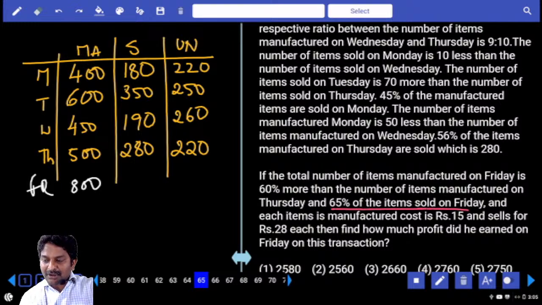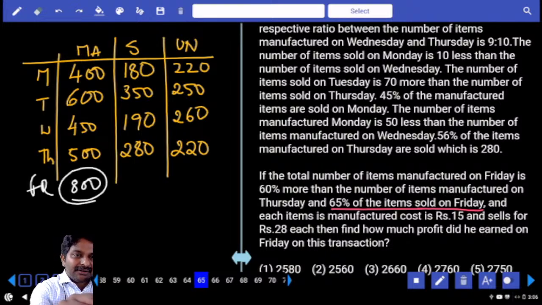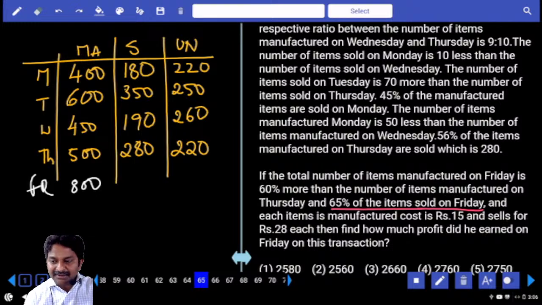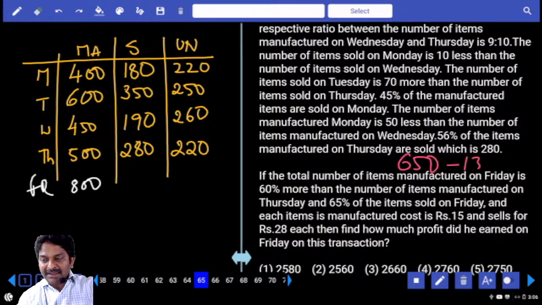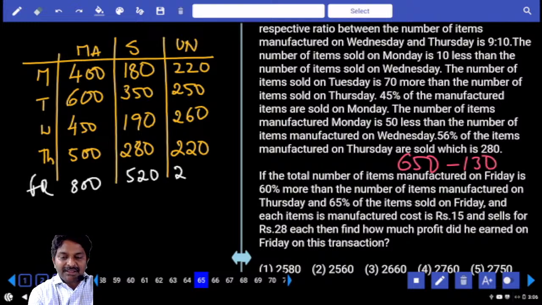65% of items sold on Friday. 65% of this number. 1% is 8. 65% in the sense 65, 8 times. We can go for 10 times minus 2 times, which is equal to 520. Remaining 280 are unsold. Following?